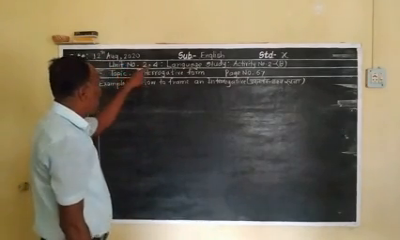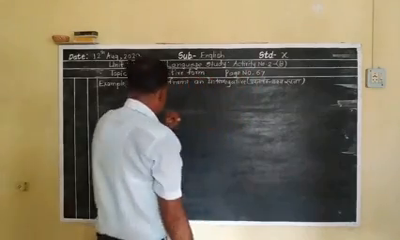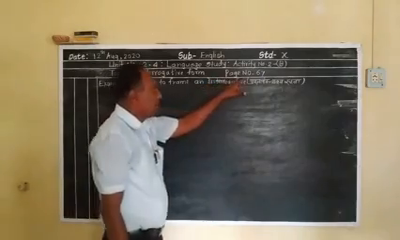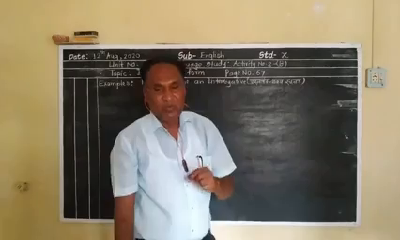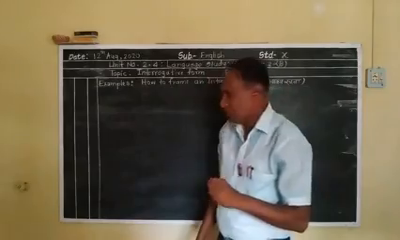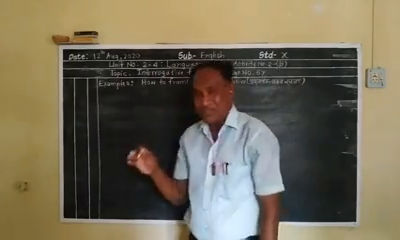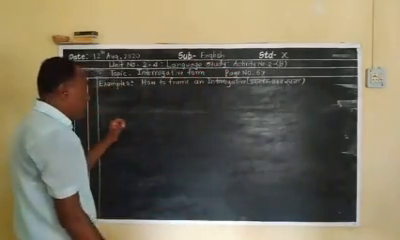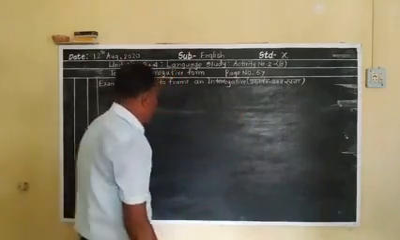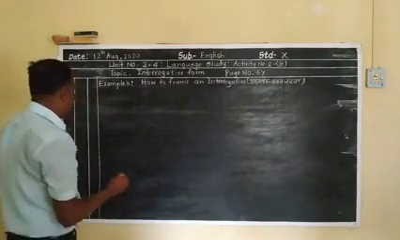Unit number 2.4, language study, activity number 2B, topic: interrogative form, page number 67. Open your page number 67 from your textbook. We have in the language study section activity number 2B, how to frame an interrogative.